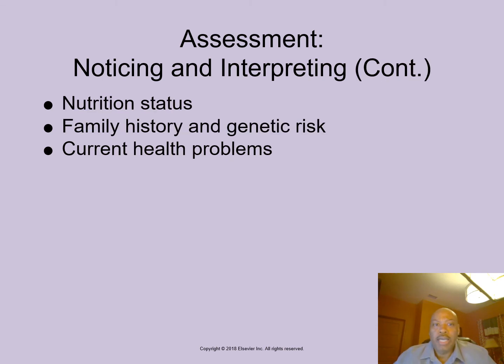So we're still looking at assessment. Let's talk about the nutritional status. We'll also talk about family history and genetic risk, as well as current health issues. As far as nutritional status, poor diets can adversely impact or alter cell quality and affect clotting. So if they've been eating foods that are rich in iron, protein, minerals, or vitamins, all that is required for proper cell functioning.